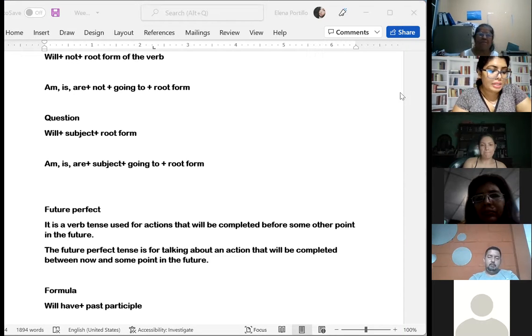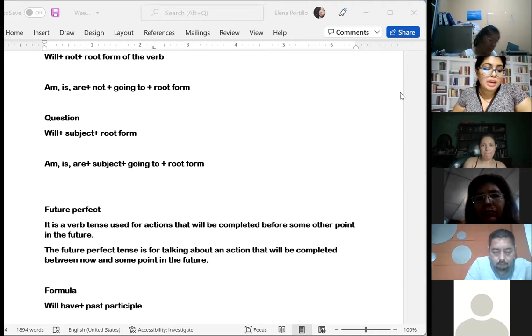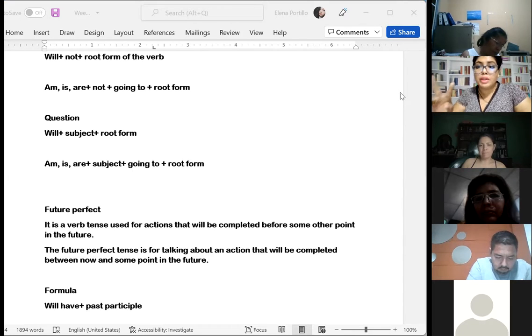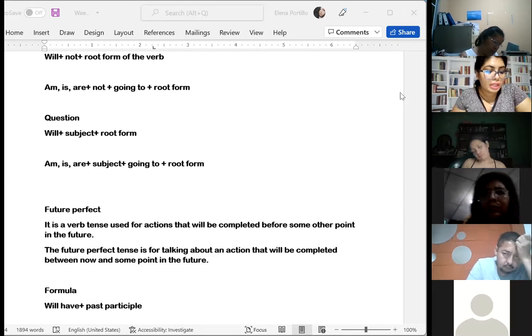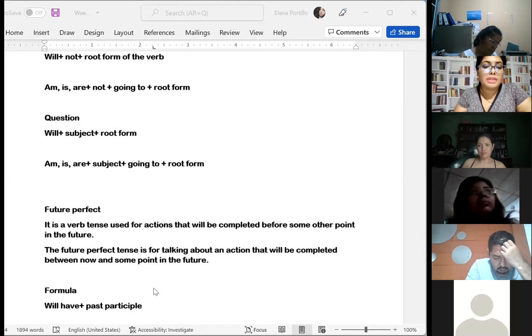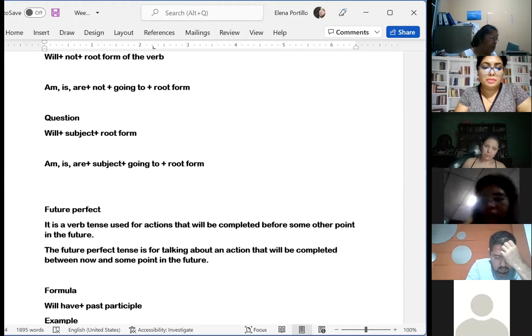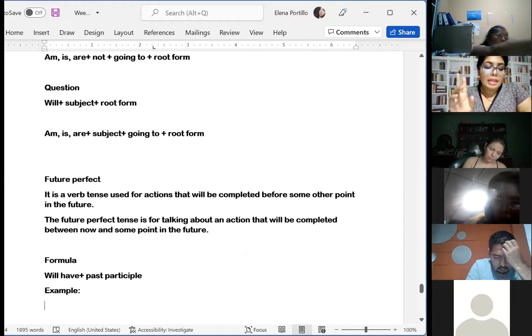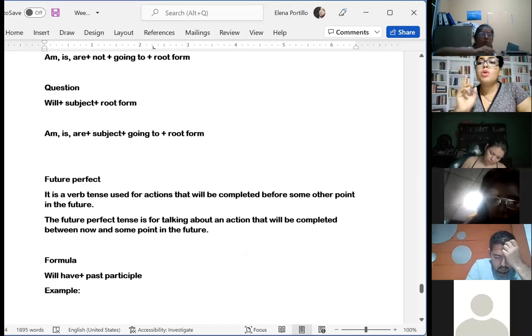So in this case, it says when to use this future perfect tense. Sometimes you can use the future perfect tense and the simple future. We can use both. In these two sentences, there is no real difference in meaning because the word before makes the sequence of the event clear. So we have the example here. We can use the future perfect and also we can use the simple future.